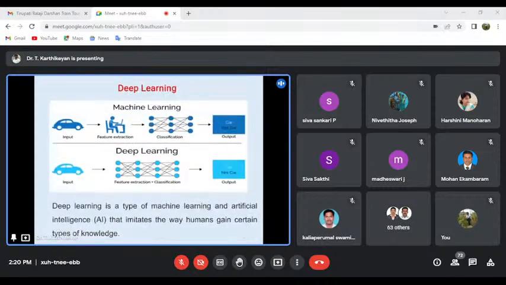So now we are seeing the slide, deep learning. Deep learning is a model based on artificial neural networks, more specifically, convolutional neural networks. There are several architectures used in deep learning, such as deep neural networks, deep belief networks, recurrent neural networks, and convolutional neural networks. In short, we can say this particular learning method is combined with artificial neural networks.